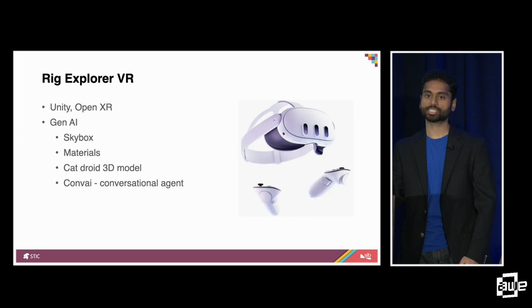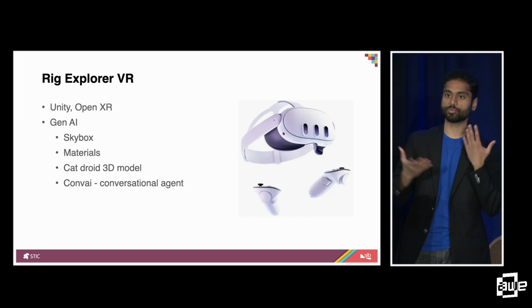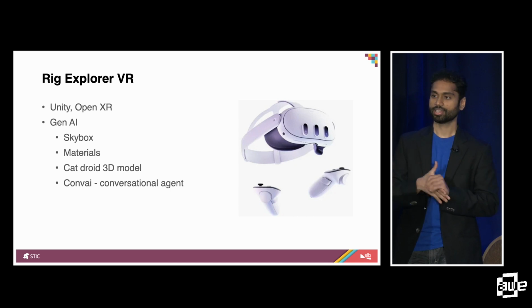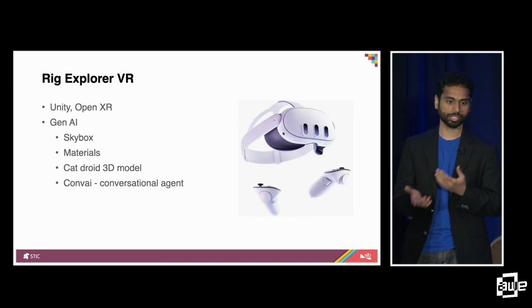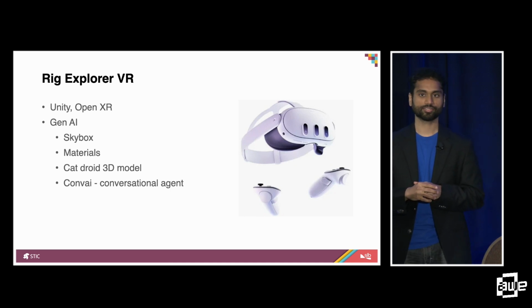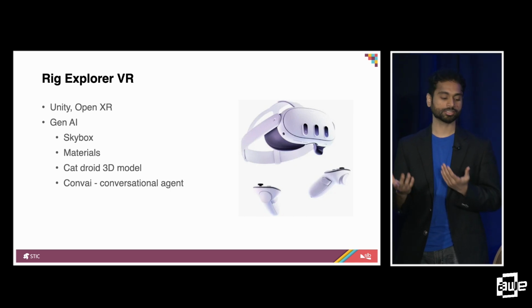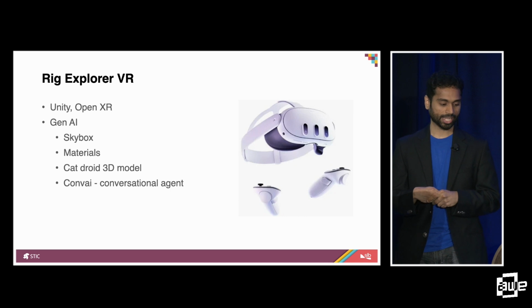Next up, we have Rig Explorer VR. The idea here is that there is a person in VR on a virtual drilling rig, and they can talk to a conversational agent in the scene to learn more about the drilling rig. We created this using Unity and OpenXR, and it runs on the Quest 3 right now. We use Gen AI for the skybox, some of the materials, and also to create another 3D model. Here it's a little cat droid that you can talk to. This conversational agent is powered by a service called Convey. So let me just play that video.